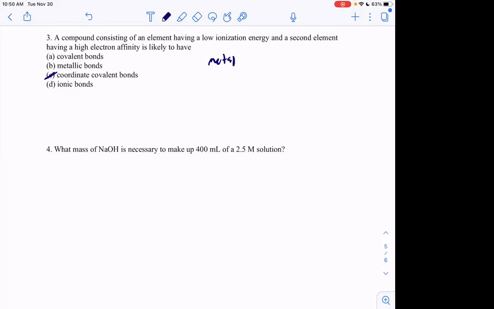And second element having a high electron affinity. That's easy to know what that means because the words tell you: electron affinity, affinity for electrons. Where are the elements on the periodic table with high electron affinity? Top right, for sure. So we're looking at maybe something like potassium chloride would fit this bill. So we can say ionic bonds.